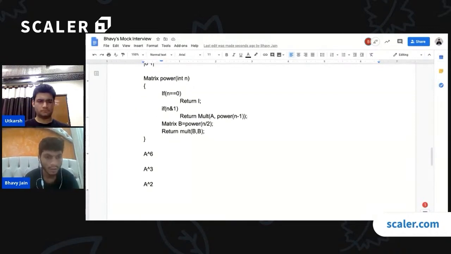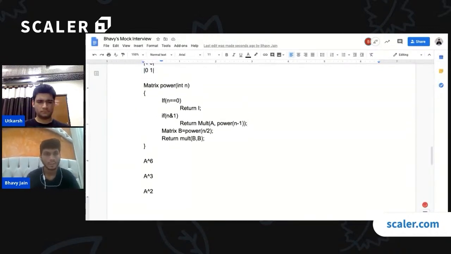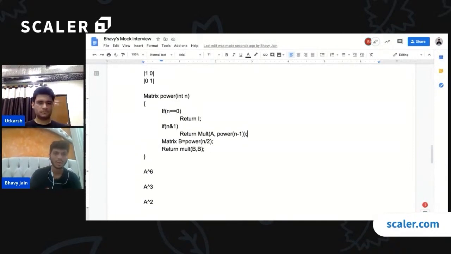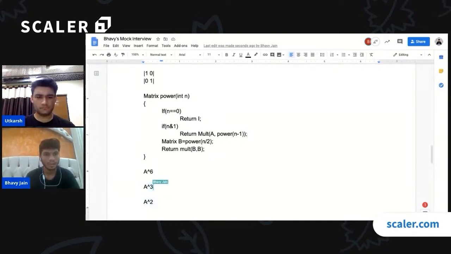Again, this is odd. So we will calculate a raised to 0, and we reach the base case, which is 0. So we'll return the identity matrix, and then we'll go up and above. So we'll multiply a by a raised to 0, and we will get a. Then we will multiply a by a, and we'll get a square. Then we will multiply a square by a, and we will get a cube. Then we will square a cube, and we will get a raised to 6. We will call this function mult BB.